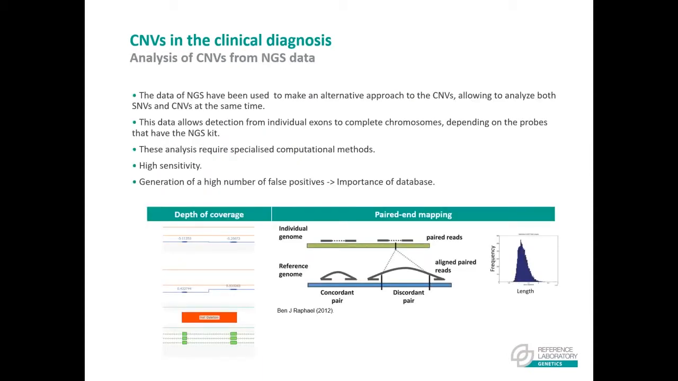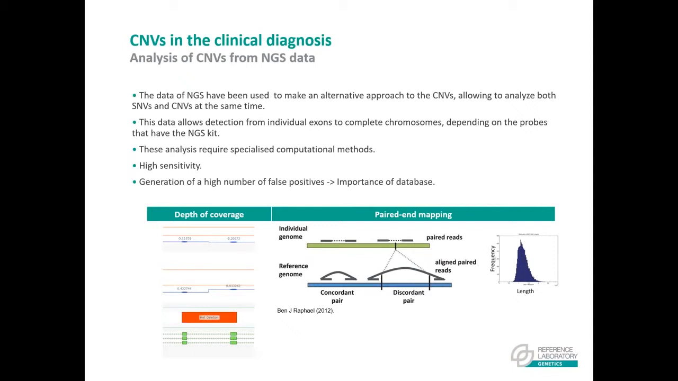To try to solve the counterpoints of these technologies, in recent years a new approach has emerged to analyze these changes using next generation sequencing data, which was implemented thanks to the reduction in the cost of sequencing and the increased use of this technology. This approach allows us, with a single run, the analysis of copy number variants and single nucleotide variants, which can decrease the time to obtain a result. Depending on which kit is used for the sequencing, we can be able to analyze complete genomes.